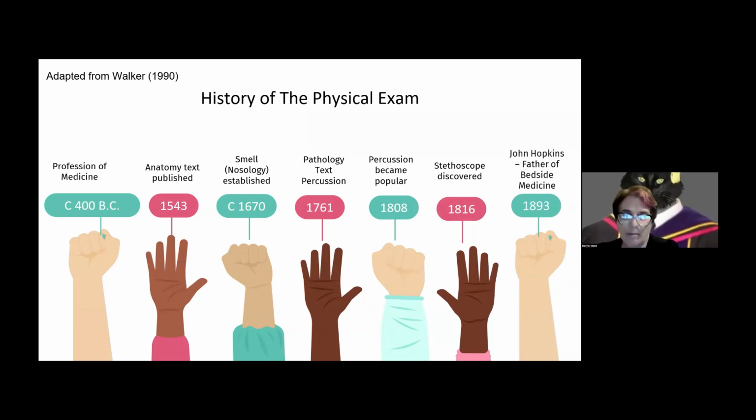It started a long time ago, and several academic scholars started the pathway towards what we now conceive as the physical exam. If you look at the items going historically here, A and P, we take that for granted that they were already together. But if you look at it, the anatomy text was first published in 1543, the corresponding pathology was in 1761. So it's taken a long time to get where we are. If we look at the stethoscope, it was discovered in 1816. And now, unfortunately, it becomes a fashion statement.